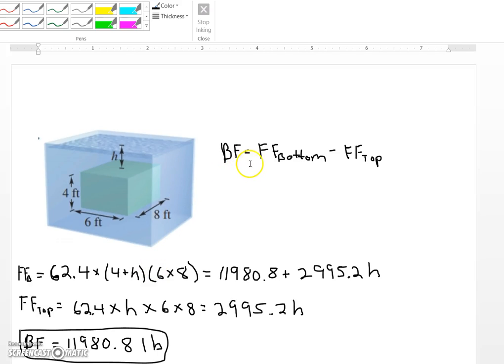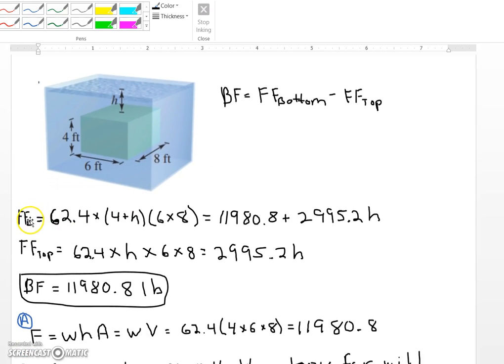Buoyant force is defined as the fluid force pushing up from the bottom minus the fluid force pushing down from the top. So we have this 4 by 6 by 8 box. It is beneath the surface of the water, some unknown depth, h. We want to come up with the buoyant force of that box.